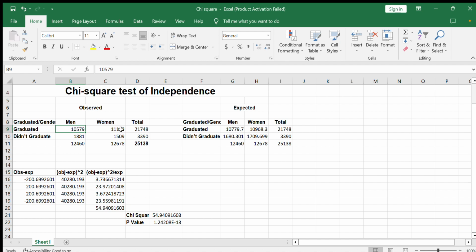But this difference, is it significant? That is the big question you will ask yourself. Even though women are graduating more than men, is it significant? Is it important? Is it a large difference? Can we consider it something we can think about, ask questions and probe further to find out why more women are graduating than men? That is the very essence of doing this chi-square calculation in the first place.